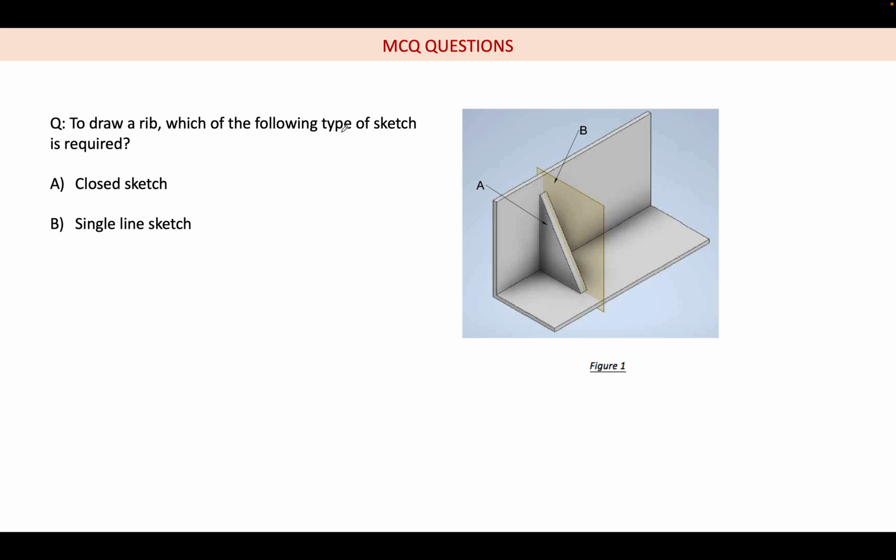To draw a rib, which one of the following types of sketch is required? Closed sketch or single line sketch? Can anybody answer this question? To draw a rib. Yes, correct. Closed sketch means you are going to draw the full triangle like this. Single line means you are only going to draw the slope line, and this will automatically give the rib option. The closed sketch is mostly used for the extrude option. For the rib option, we use a single line sketch. So B is the correct answer.